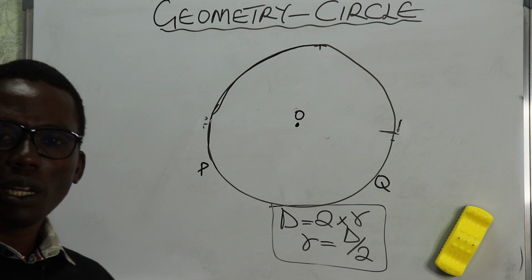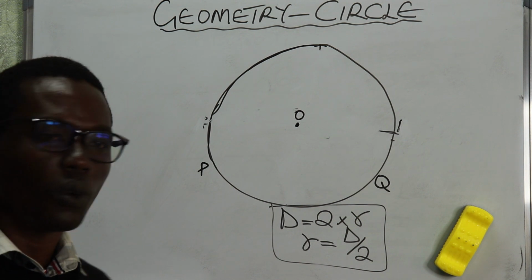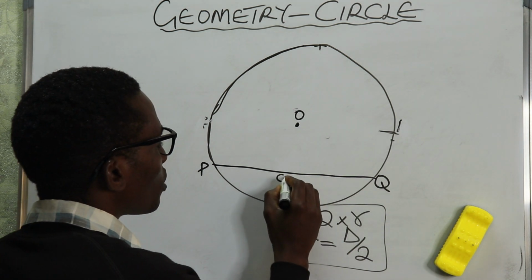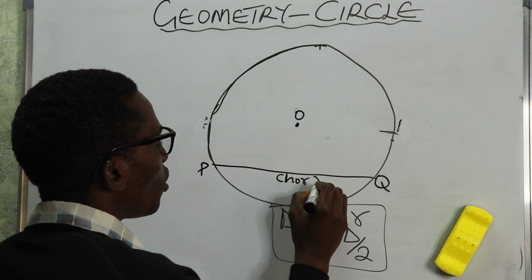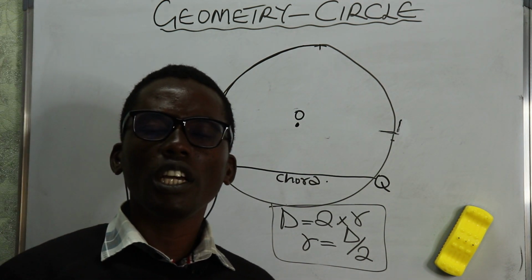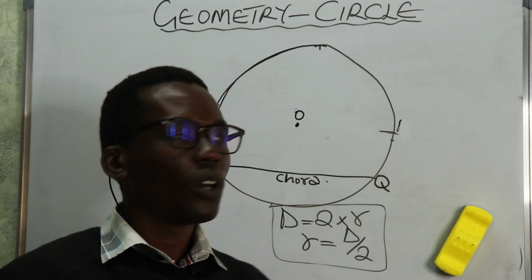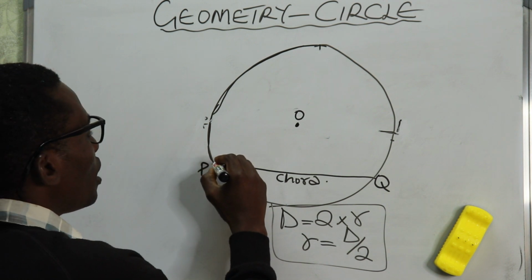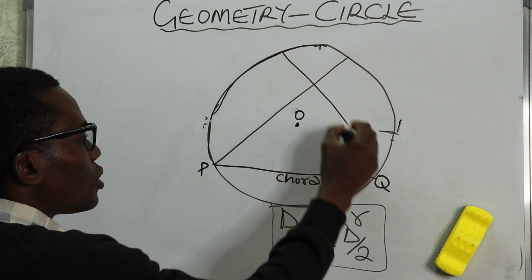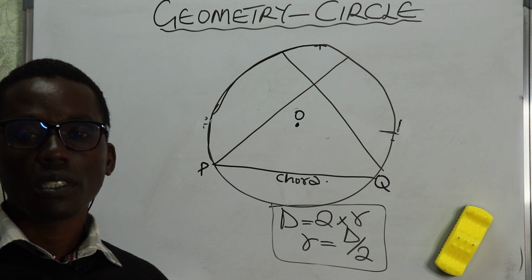So when we draw a line to join these 2 points on the circumference of the circle, this line we draw is called the chord of a circle. It's a line that joins any 2 points P or Q on the circumference of the circle. It can be a line from this point to this point. They are all chords of a circle.